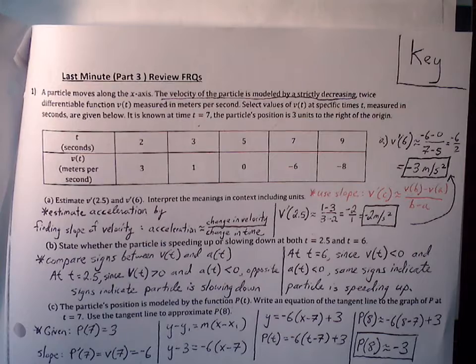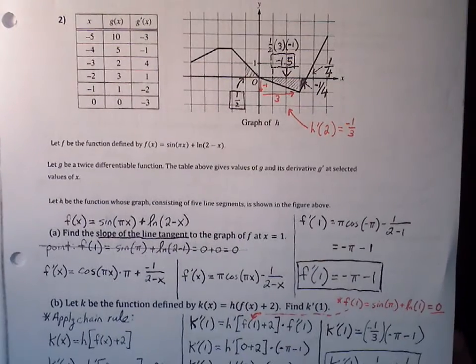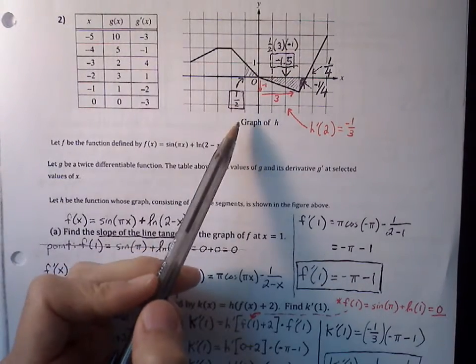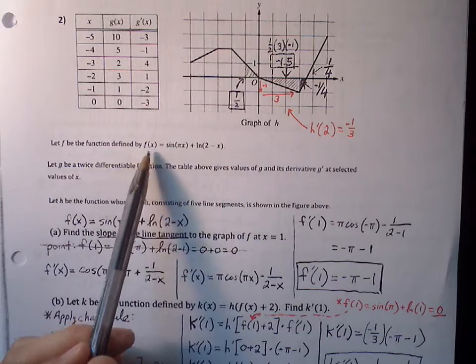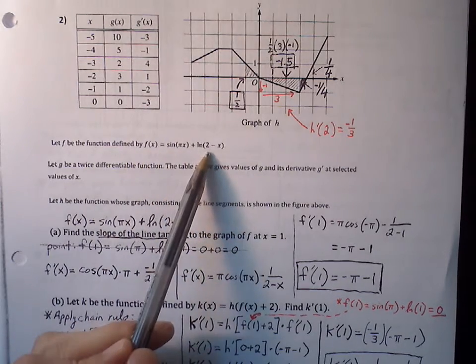All right, we're going over last minute part 3 FRQs, but we're doing number 2 in this video. We have a table of values here. We also have a graph of h given and also information about f of x. So let f of x be defined as provided here.